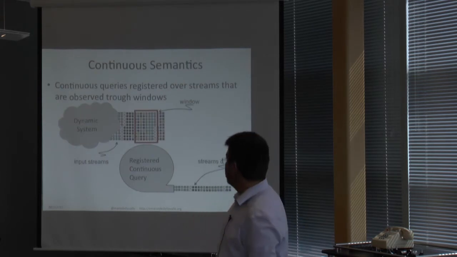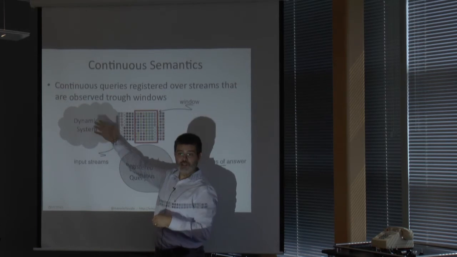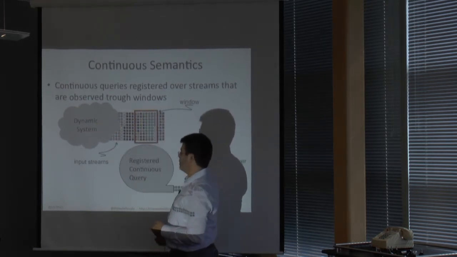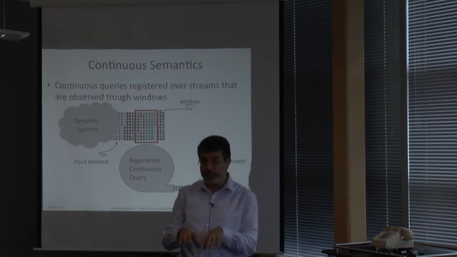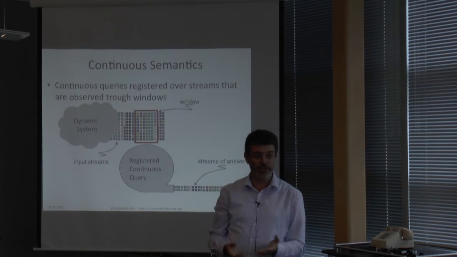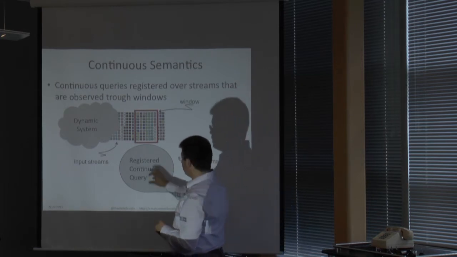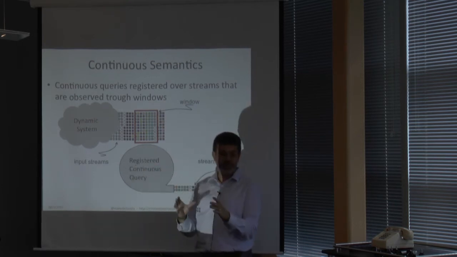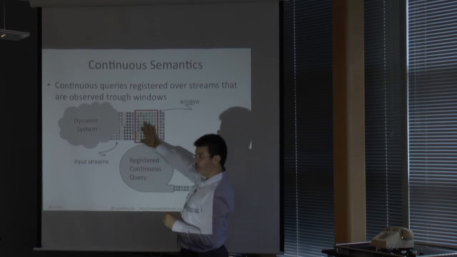So if you want to visualize it, there is some aspect of the world that you can think of as a dynamic system. There is data that comes from it, maybe through observations done by sensors, maybe by people that tweet. That doesn't matter. It's still a flow of information that comes to you. And what you have is a query that I represent here as something that stays. It's a real piece of your system.